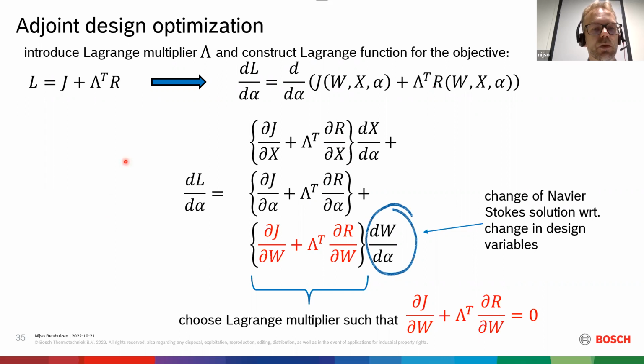So how does this work in a little bit more detail? It uses the method of Lagrange multipliers. So what you do then is you construct a Lagrangian function that contains the objective J and this unknown, or let's say arbitrary, Lagrange multiplier. And then after some nice manipulation that is an exercise to the reader, we end up with this beautiful expression.